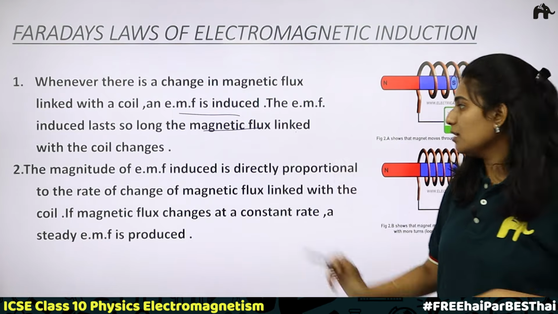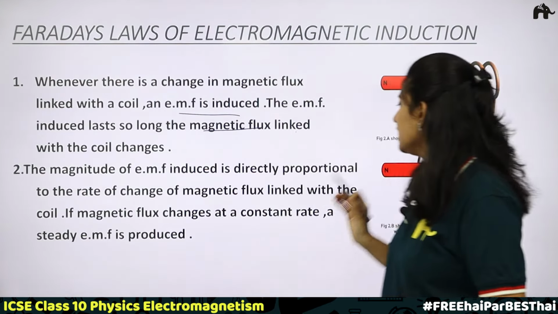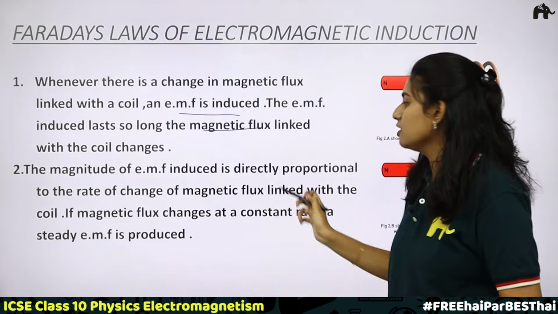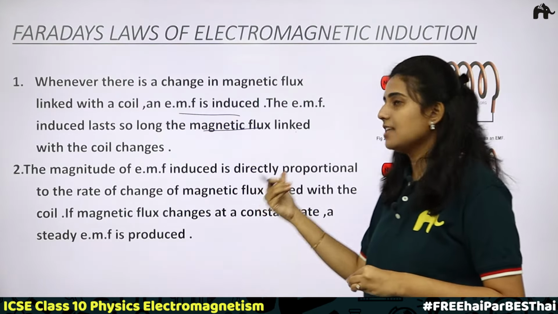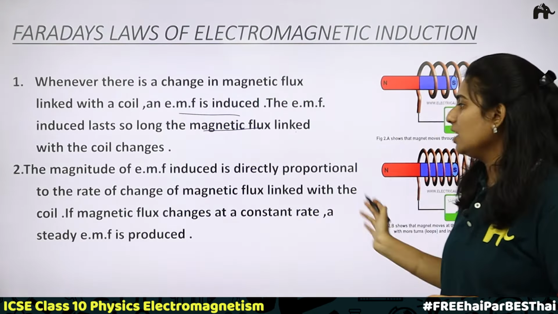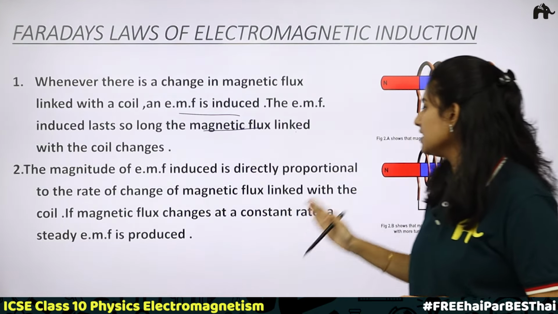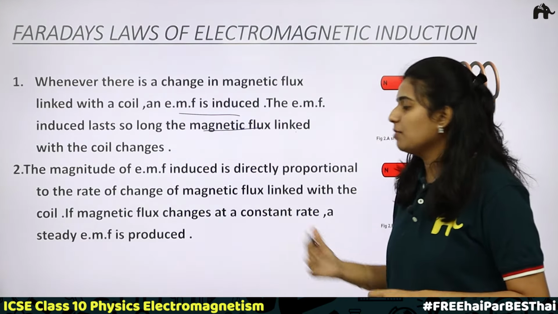Okay. Now the second, the magnitude of EMF induced is directly proportional to the rate of change of magnetic flux. Rate of change means with respect to time, what is the change that is brought in magnetic flux linked with the coil. If the magnetic flux changes at a constant rate, a steady EMF is produced.